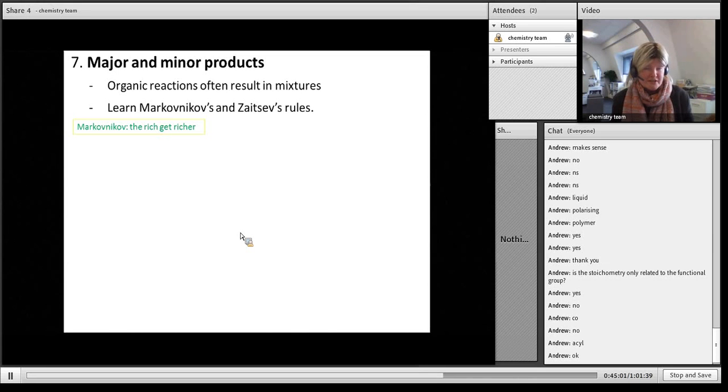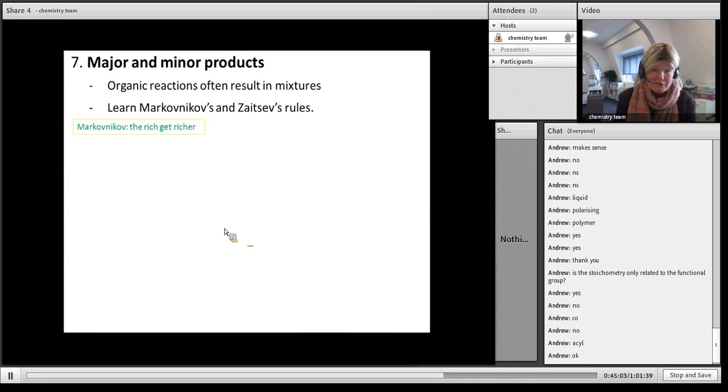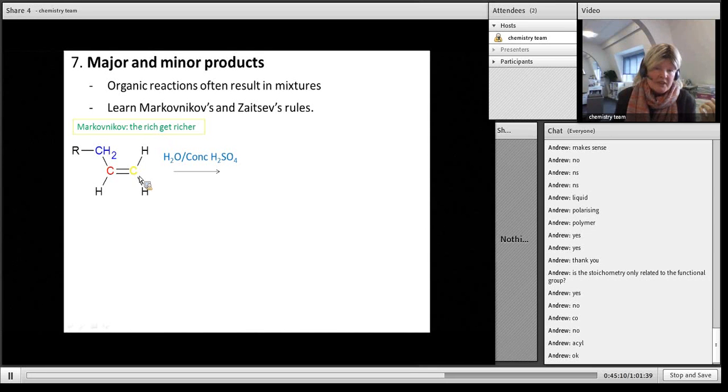Okay, so chemistry and society unfortunately often coincide too much. So what we mean by the rich get richer is the carbon that's got the most number of hydrogen atoms attached to it, that's what we mean by rich, is going to get the incoming hydrogen. So don't in an exam say Markovnikov's rule states the rich gets richer. You won't get anything for that. You'll have to say the carbon with the most number of hydrogen atoms will get the incoming hydrogen atom.